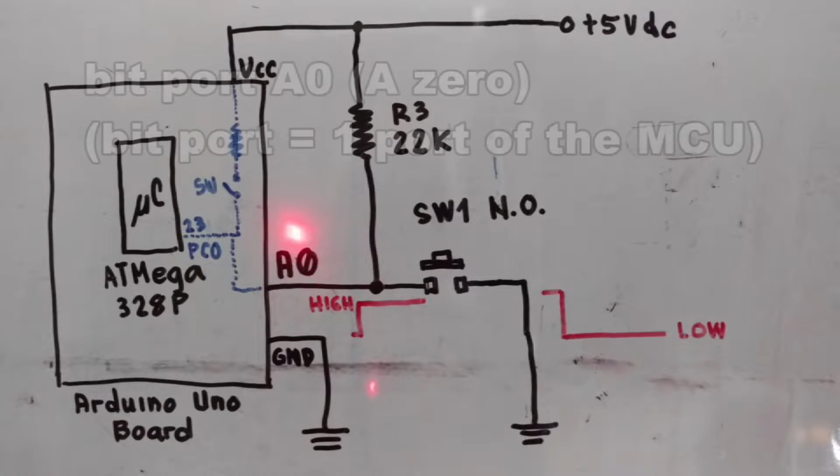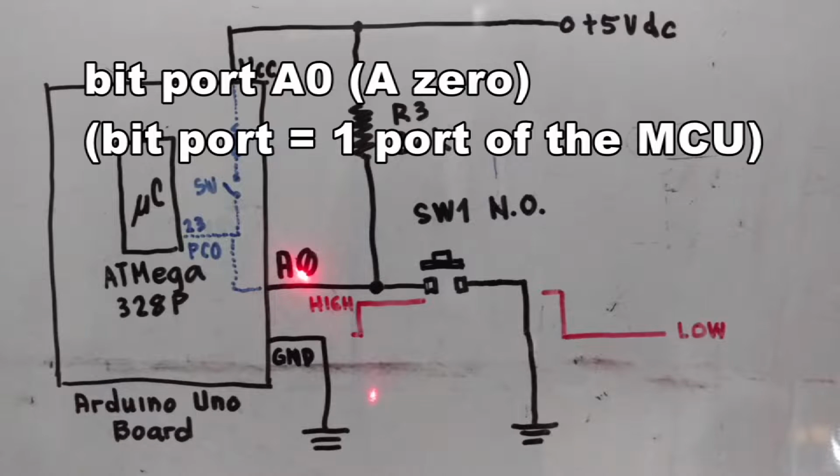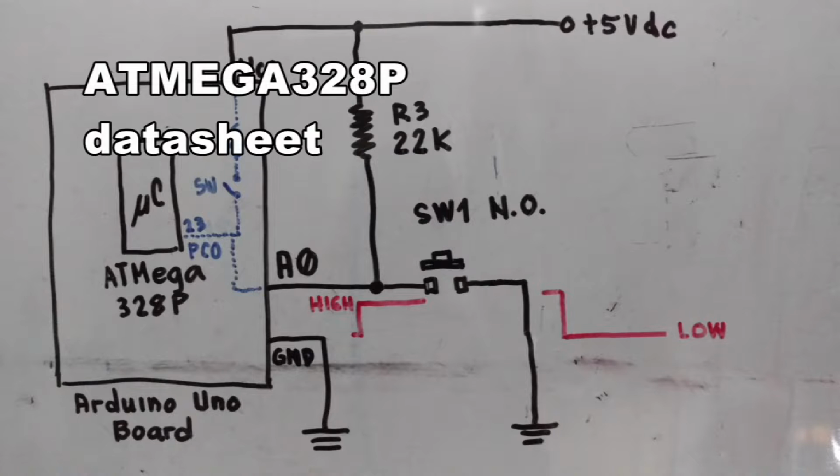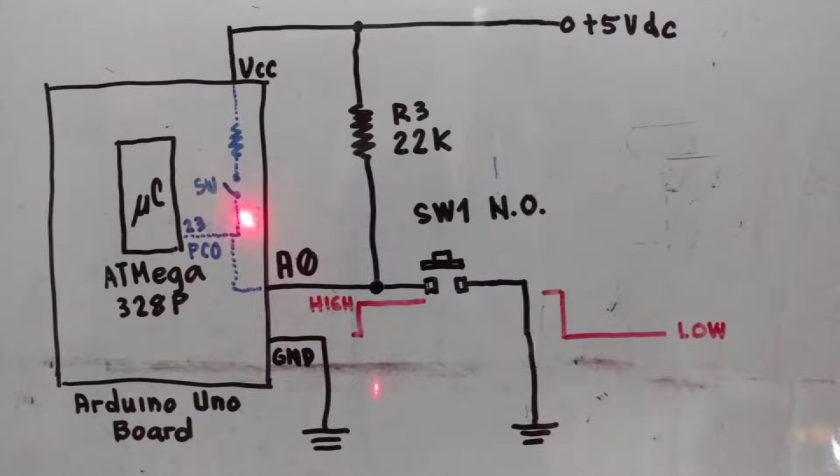As I mentioned, I chose A0. The internal connection to the microcontroller is at pin 23, which is labeled PC0. By checking the datasheet, I found that PC0 has an internal pull-up resistor, which is programmable by programming the internal switch to connect it to VCC.